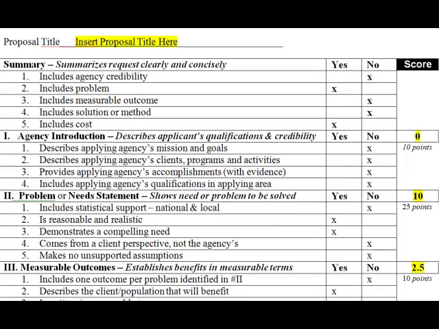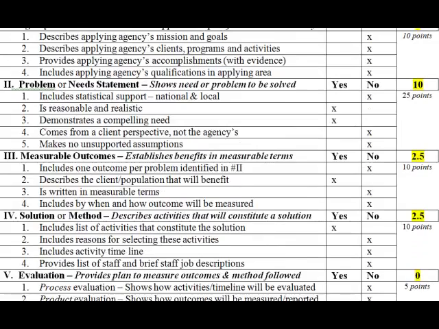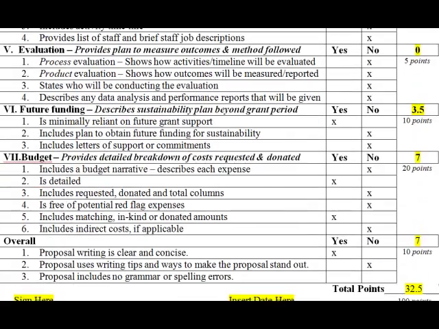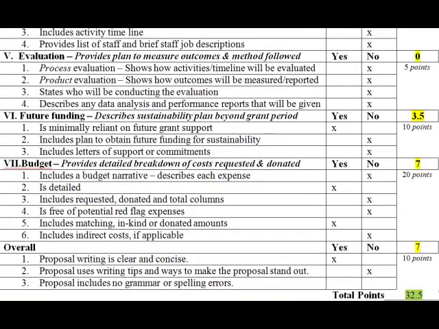So let's look at a completed evaluation form, or a completed score. So we can see on this that we would insert the proposal title here, but we would give it a yes or no in the summary, but there's no score given to the summary. But we can see here all no's in the introduction, so that's 0 points. There are 2 yeses, so we give that 10 points. And we have in the next section, we also have 2.5 points. So if we scroll down, each section has been completed and scored, and you get a total of 32.5 points.